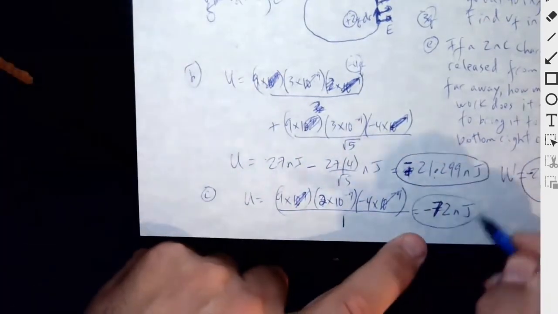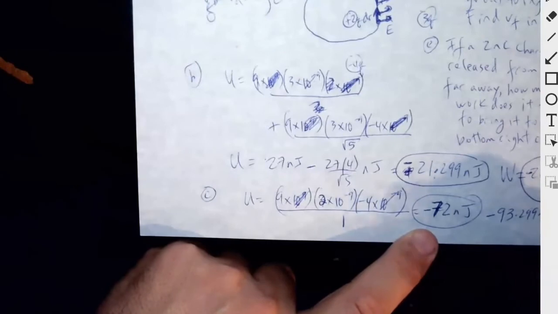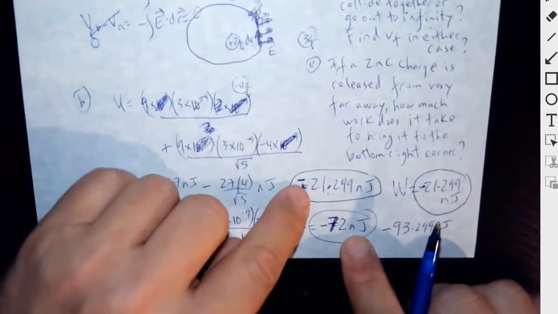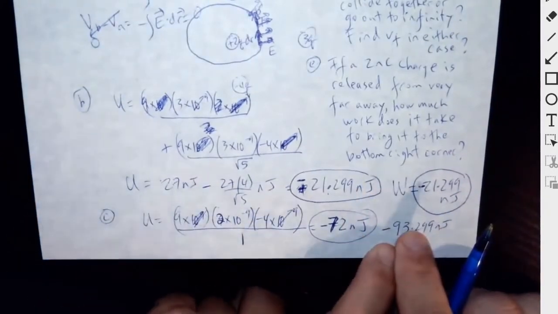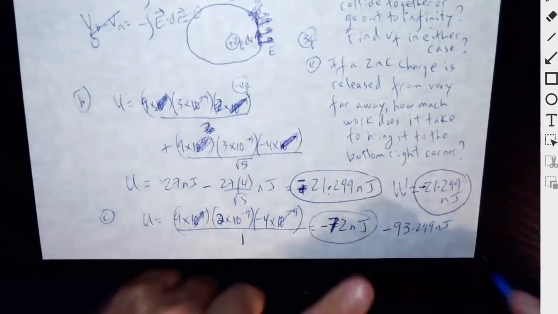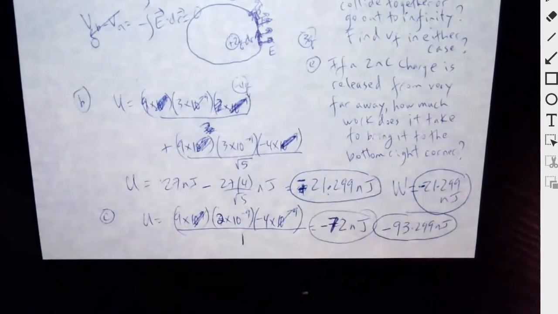Negative 93.299 nanojoules. So you can see, if you weren't careful with the signs, if you had this positive and negative, you would throw out your final answer a lot. So you really have to keep track of all the signs here. So the total potential energy of the 3-charge system is -93.